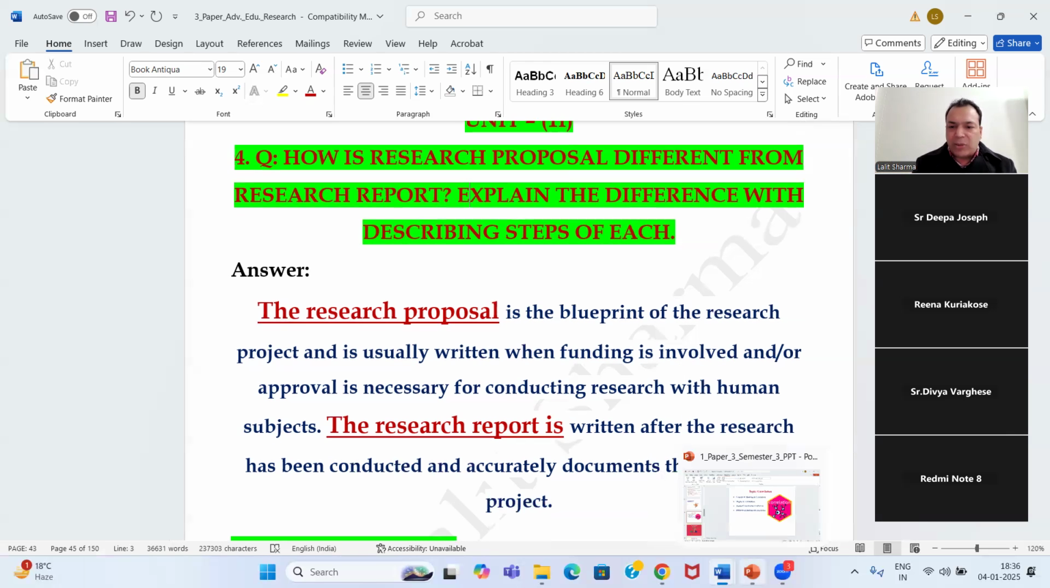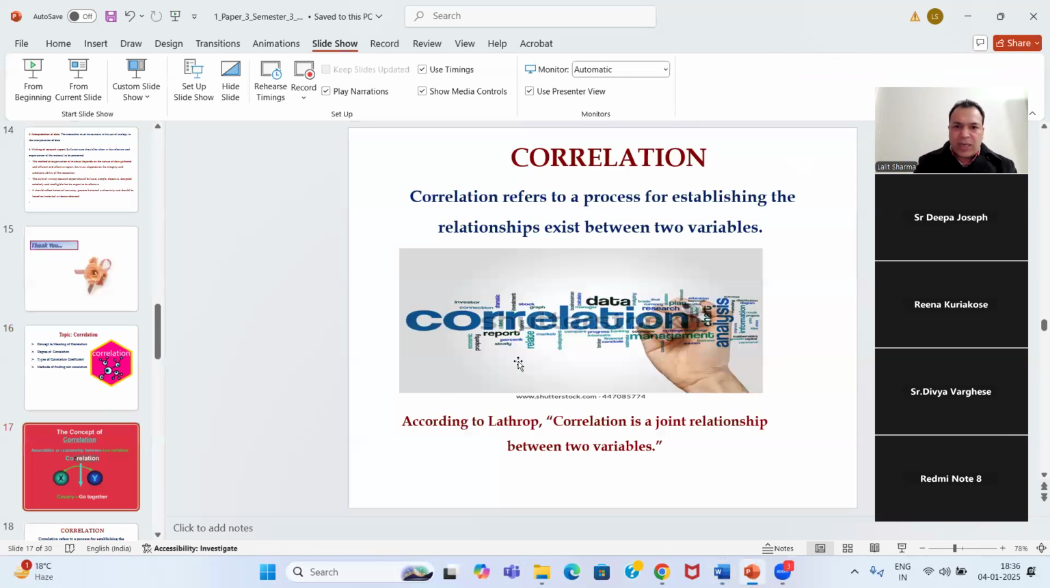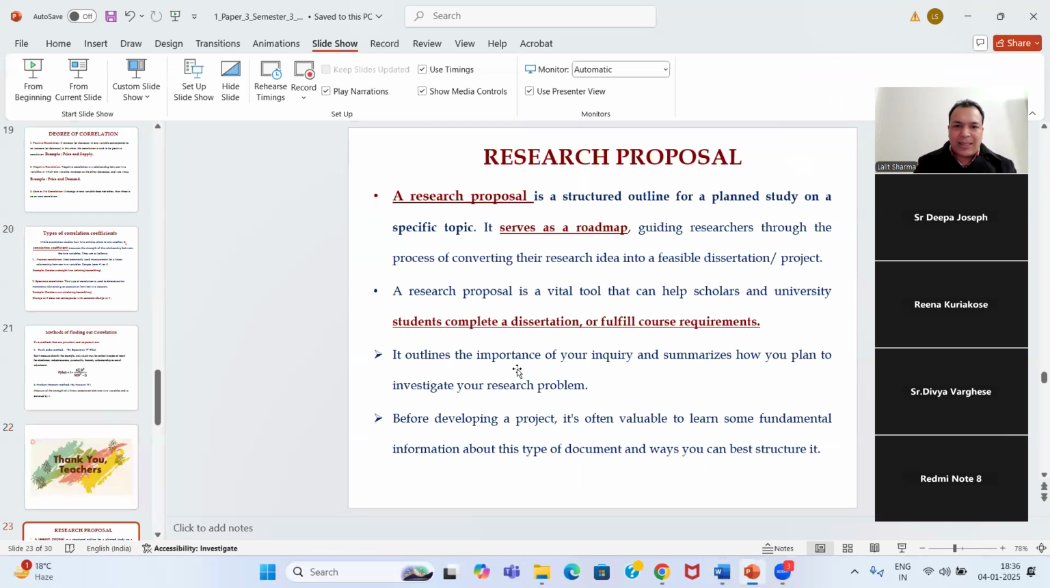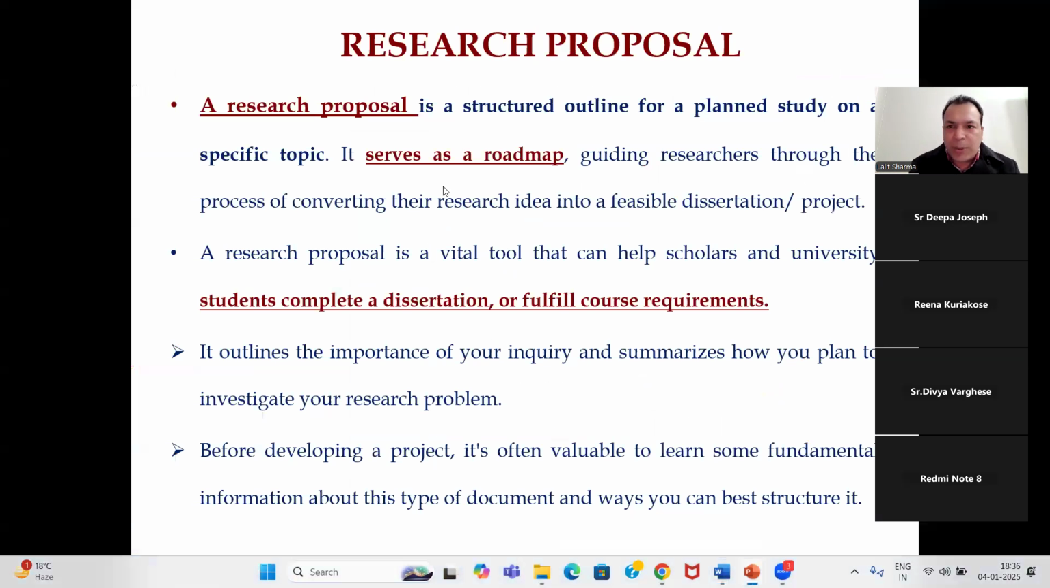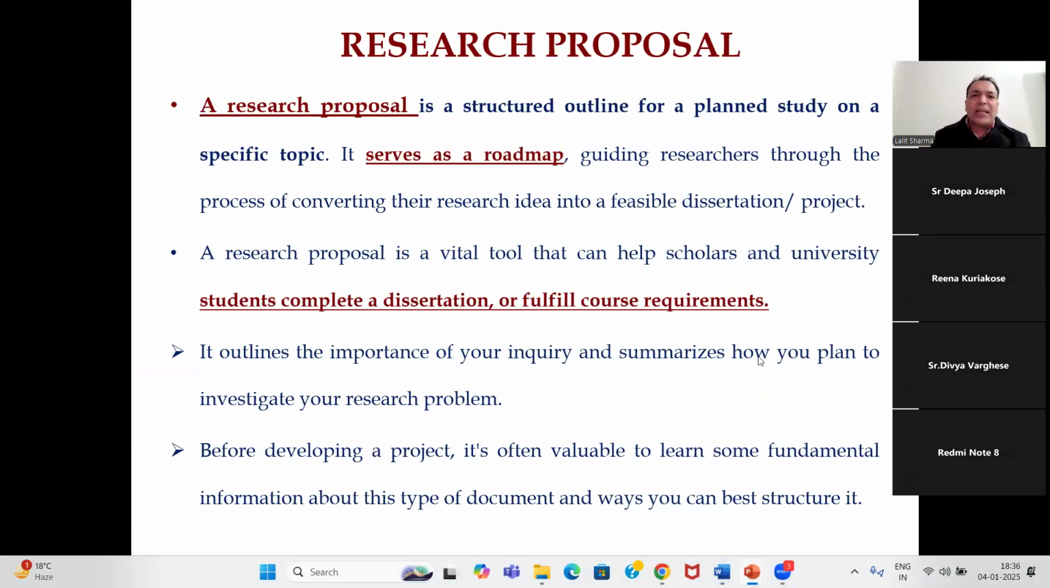Still, we also do it with a PPT. So I have made a PPT to clear the concept. Research proposal. See, what is a research proposal? A research proposal is a structured outline for a planned study on a specific topic. It serves as a roadmap. Your synopsis, what was the synopsis? Synopsis was a roadmap.